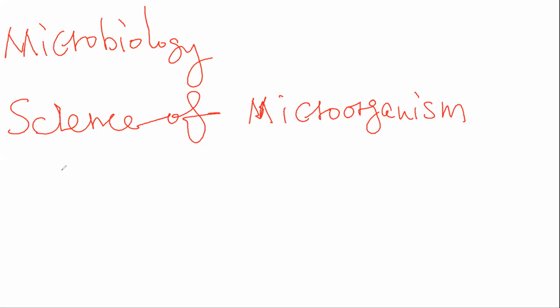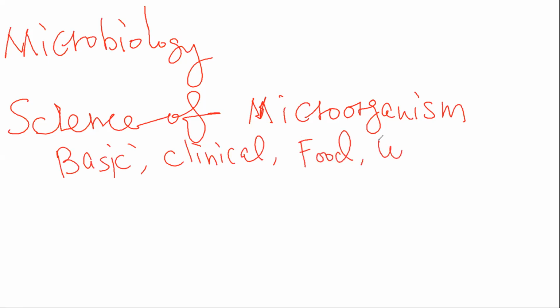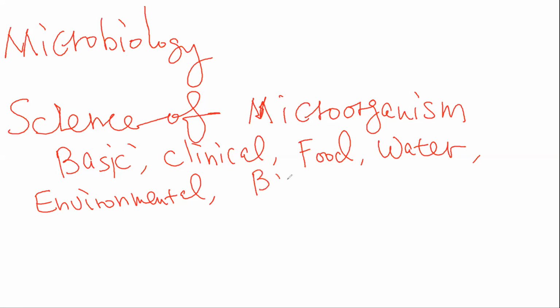Now, what we are going to learn is encoding basic microbiology. We'll talk a little bit about clinical microbiology. We will mention food microbiology, a little bit of water microbiology, and then we will also talk about some of the environmental microbiology. So you can say the discipline of the science of microorganisms is encoding basic and applied.